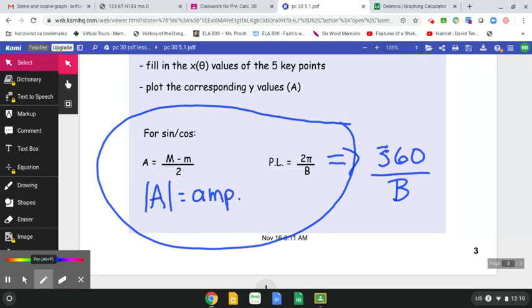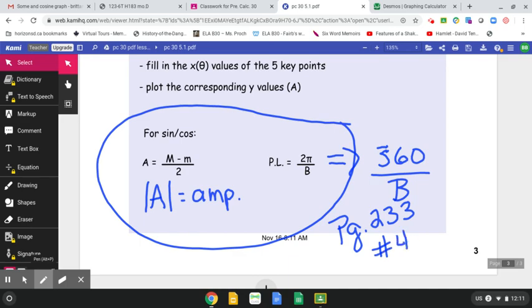So here's a textbook assignment that I want you to do to practice this. It's on page 233. Let's do number 4 to 9, ACE. Hopefully that should give you some practice. It's all going to deal with amplitude and period length. Use Desmos if you need to.